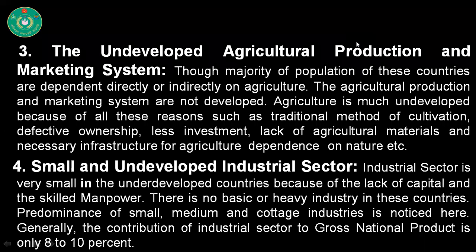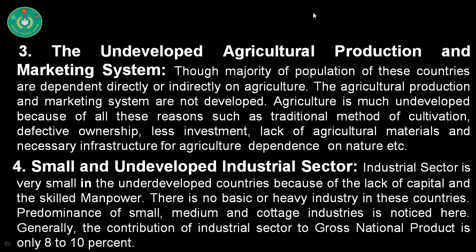Number three, the underdeveloped agricultural production and marketing system. Majority of population of these countries are dependent directly or indirectly on agriculture. The agricultural production and marketing system are not developed. Agriculture is much underdeveloped because of reasons such as traditional method of cultivation, defective ownership, less investment, lack of agricultural materials, and necessary infrastructure for agriculture, and dependence on nature, etc.